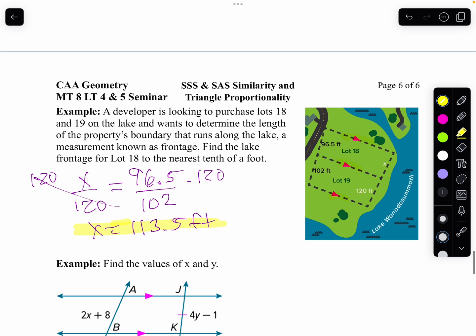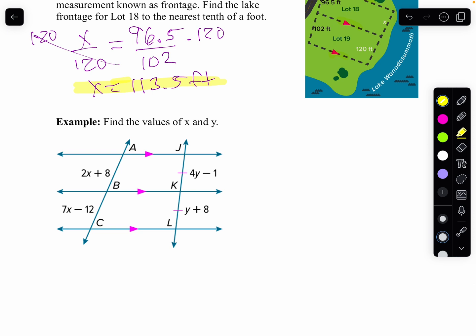Now, on our next problem, I want to find x and y. Notice my segments are congruent. That is, 4y minus 1 equals y plus 8. So we can just write that equation. 4y minus 1 equals y plus 8. When you take your quiz, make sure you show your work. So we minus y from both sides. At the same time, let's add 1 to both sides.